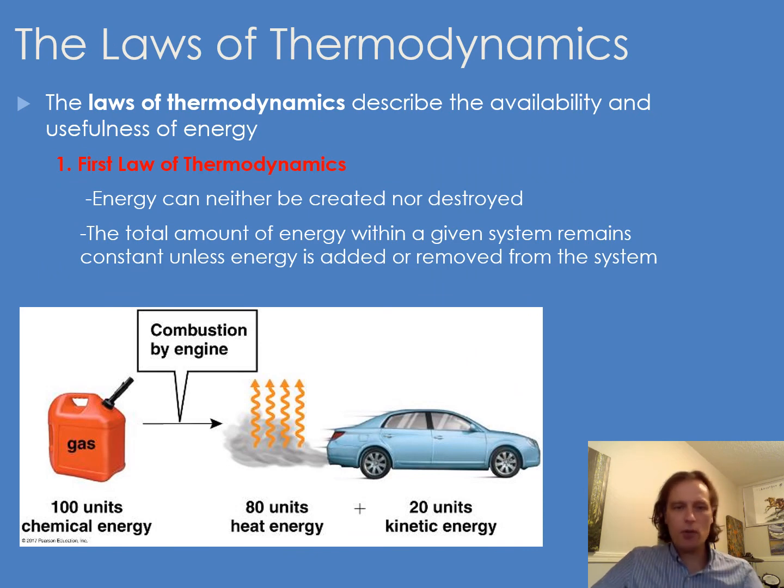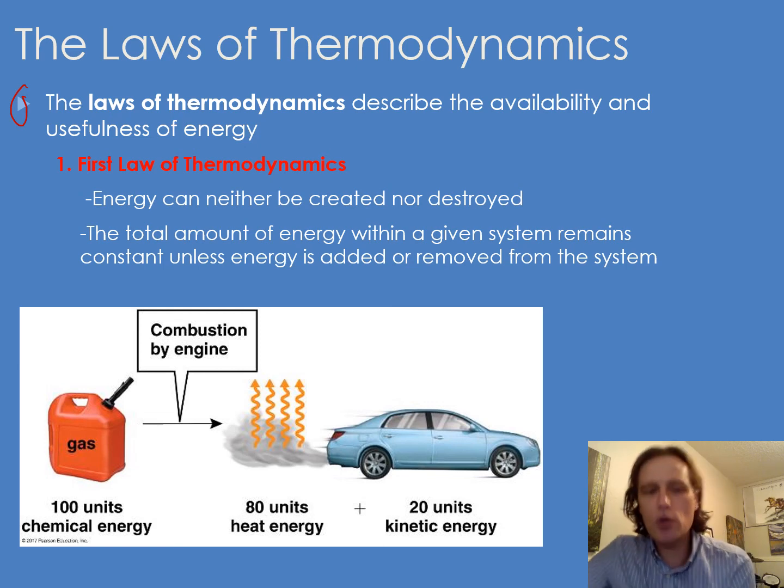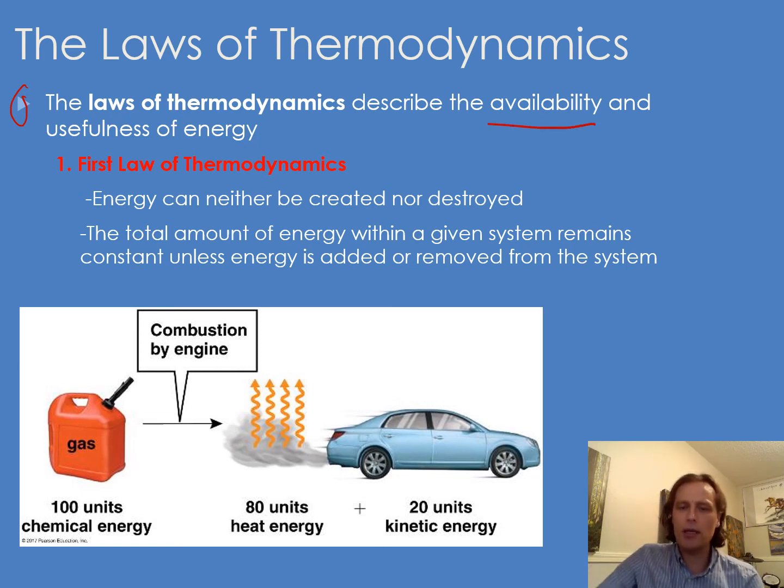The laws of thermodynamics. Do not be intimidated by such a long word. It's not too complicated. Number one, the laws of thermodynamics describe the availability and usefulness of energy. So availability, again, think about that heat. How available is heat to use by a living thing? Can you use it to do something? You can use it to warm yourself up, but can you use it to fight a disease that has gotten into you? Maybe not. And then usefulness of energy, essentially the same thing.